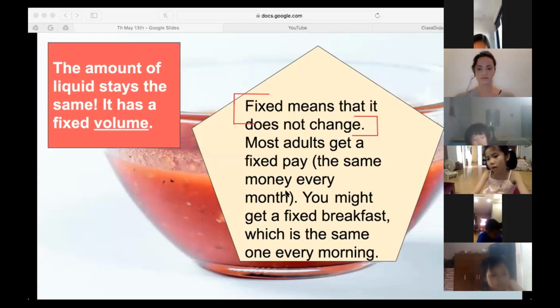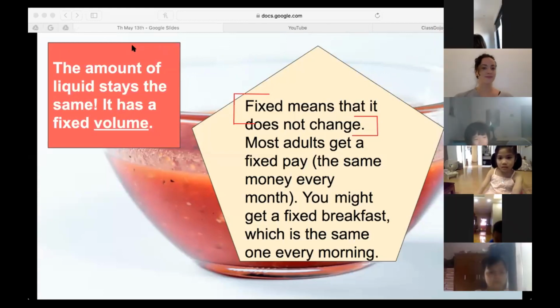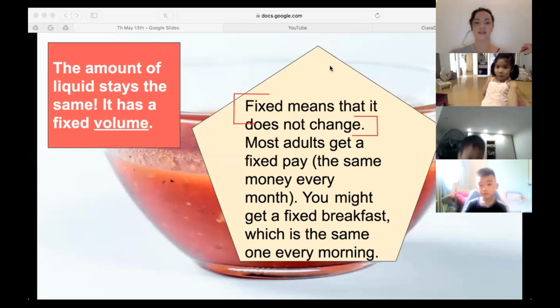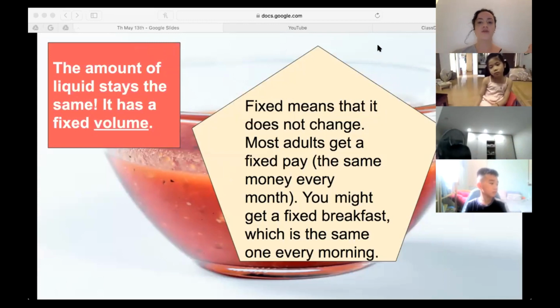Rosie? Every day I must do my homework. Excellent. That is fixed. You do your homework every night. Very good. Moon, do you have something that's fixed? I have to eat breakfast. Very good. So you have a fixed schedule. Every morning I eat breakfast. That is fixed. It doesn't change. So the amount of liquid is fixed. The volume does not change, only the shape, okay? The volume is fixed. The shape is not fixed.